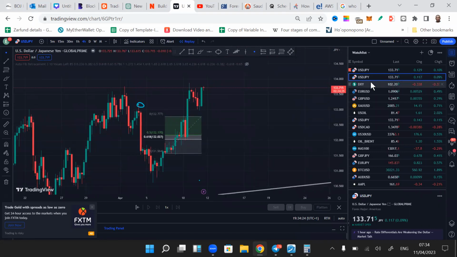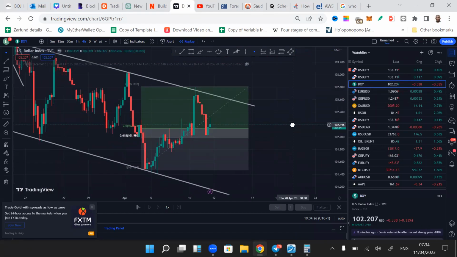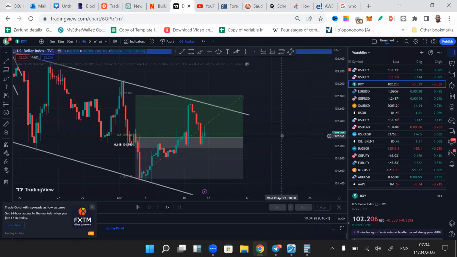Right? And when you look at the dollar index, like I said, the dollar index is also something you want to be watching whenever you're trading any instrument that's connected to the dollar, which is basically almost every instrument, except you're trading crosses.